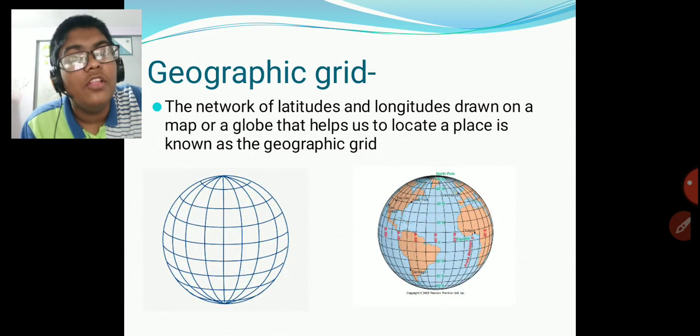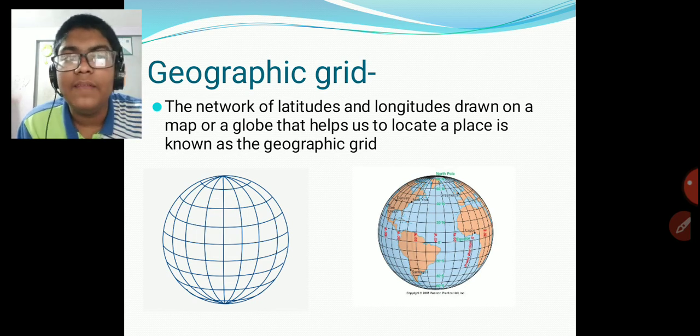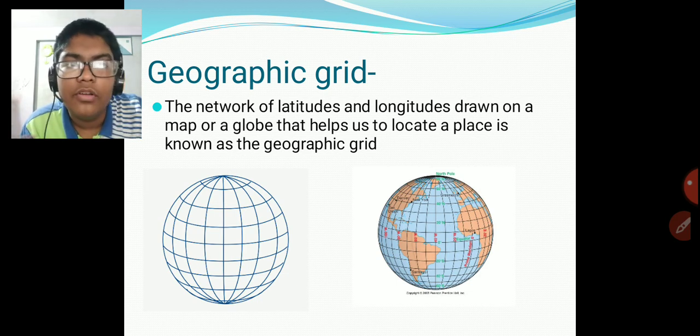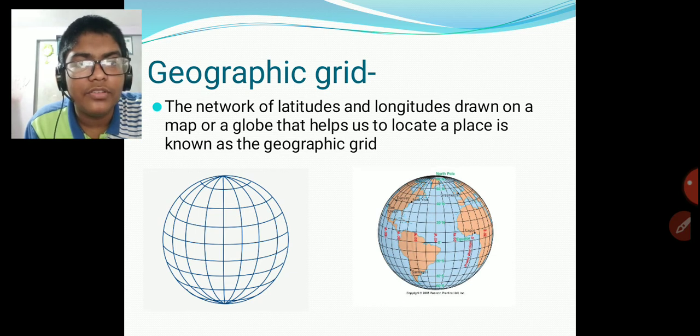Geographic grid. The geographic grid is the network of latitudes and longitudes drawn on a map or globe that helps us to locate a place. We all have seen and understood what a geographic grid is. Here you can understand better by looking at these pictures.